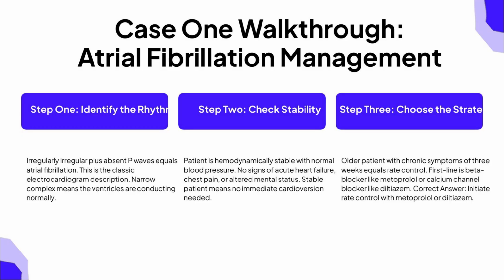Step 2. Check stability. The patient is hemodynamically stable with normal blood pressure. There are no signs of acute heart failure, chest pain, or altered mental status. A stable patient means no immediate cardioversion is needed. Step 3. Choose the strategy. She is an older patient with chronic symptoms lasting 3 weeks, so this points to rate control. First line is a beta blocker, like metoprolol, or a calcium channel blocker, like diltiazem. The correct answer is to initiate rate control with metoprolol or diltiazem.